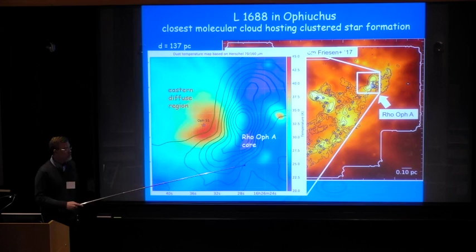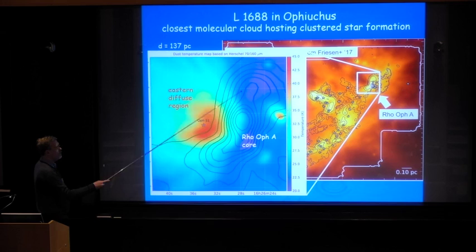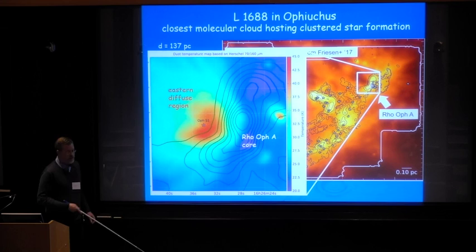So the core, where the radiation from the star doesn't reach, we go below 20 Kelvin, but on the eastern side of the cloud facing the star, it gets above 50, approximately 50 Kelvin.